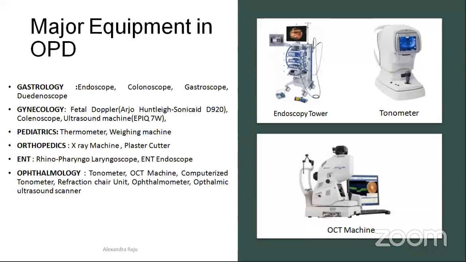Orthopedics, the department that deals with the bones and all. It has the X-ray machine and the plaster cutter. Then comes the ENT department, which uses the laryngoscope and the ENT endoscope.